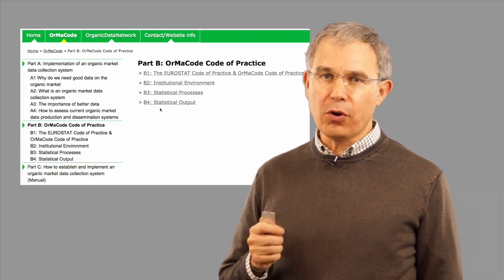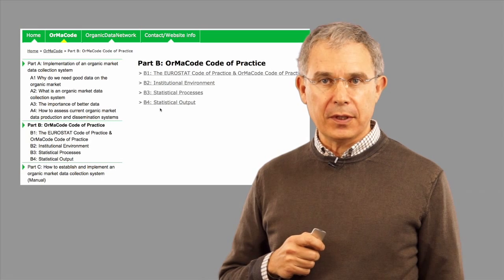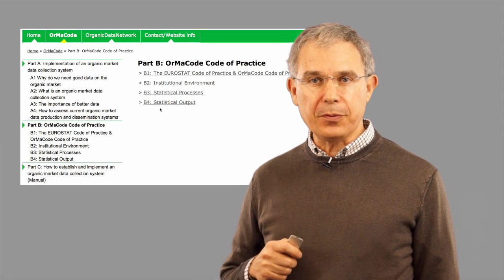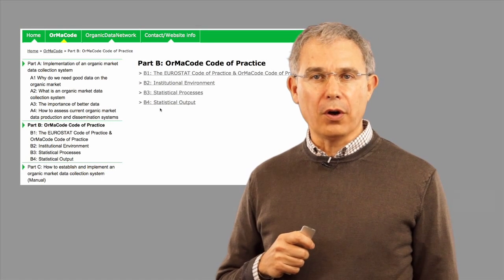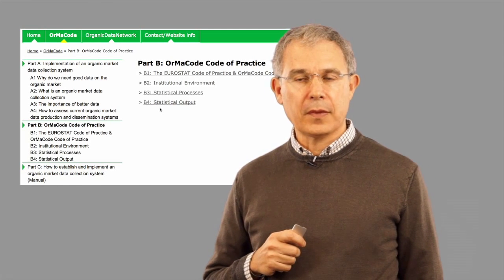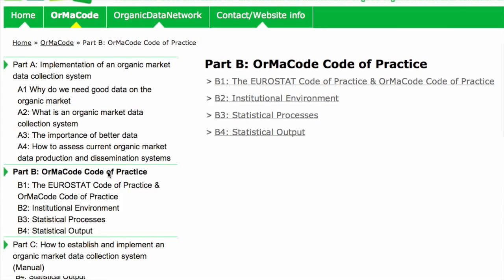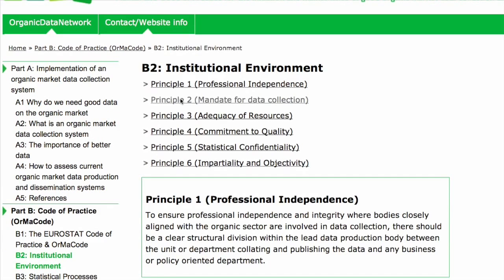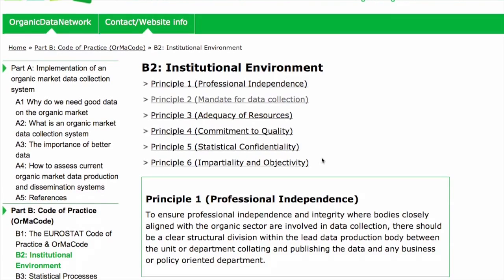Section B is the core of our code of practice. There we lay out principles and indicators on better organic market data collection. Section B is divided into 3 main subsections. The first subsection deals with the institutional environment to make organic market data collection better. Here we set out 6 principles and indicators.